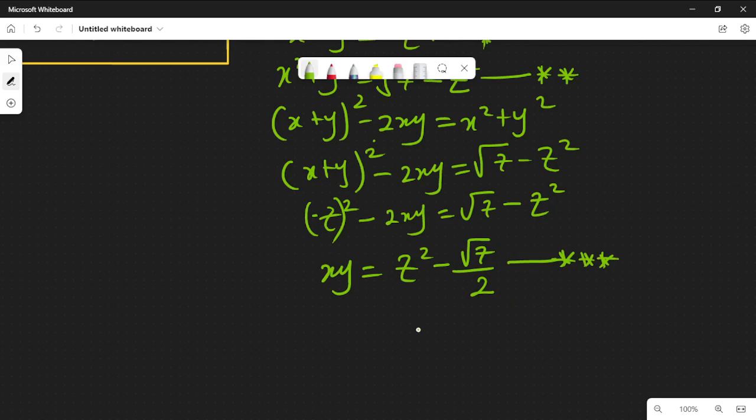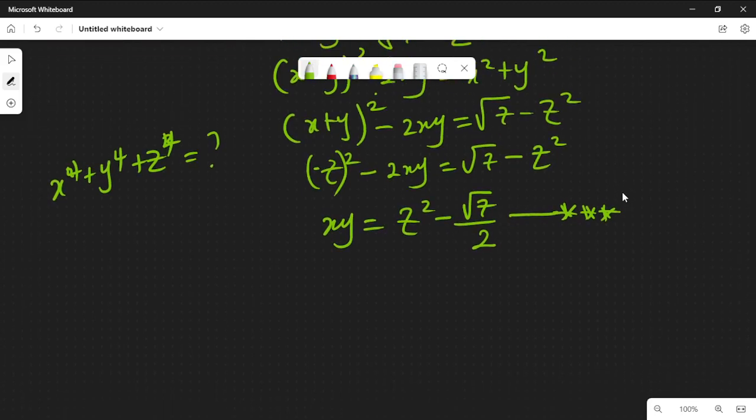So if I have that, let's go to the third equation. And the third equation, remember, it is x to the power of 4 plus y to the power of 4 plus z to the power of 4, and that is unknown. Now remember that I said I'm going to reduce this equation to just be x and y only. So let's forget about this z now.